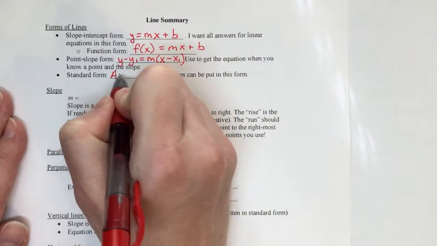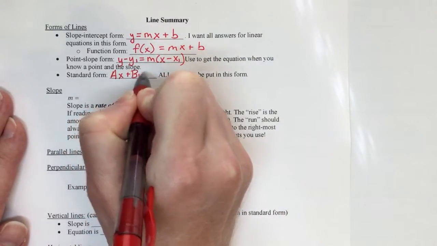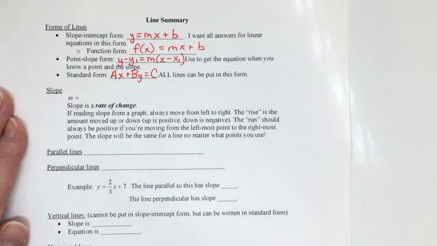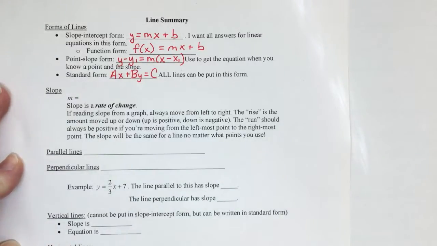Standard form, ax plus by equals c. And every line can be put in standard form. This is useful in solving systems of equations, and also this is what lets vertical lines be counted as lines as well. Even though they have a slope that is undefined, they can be written in standard form.